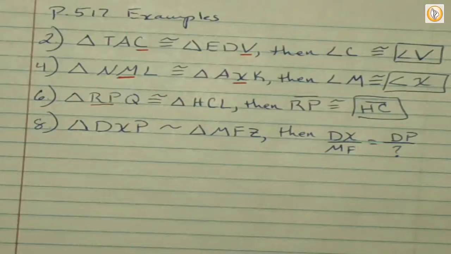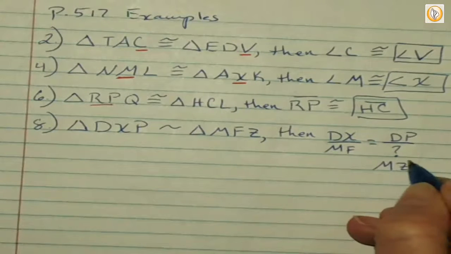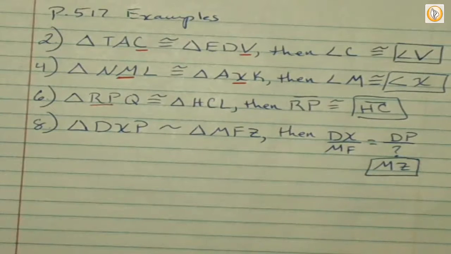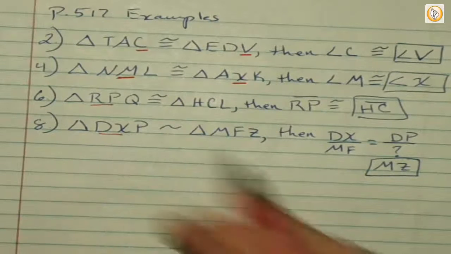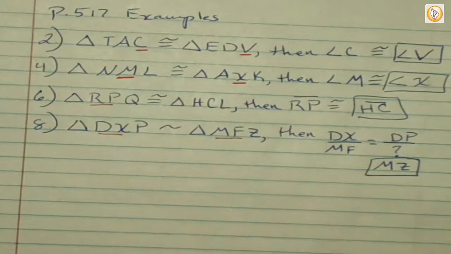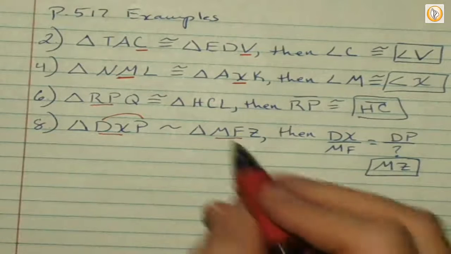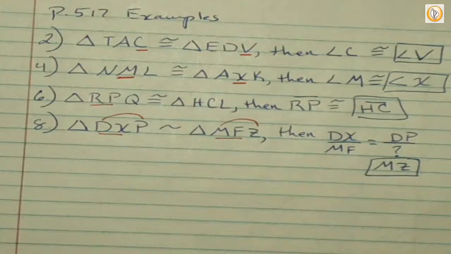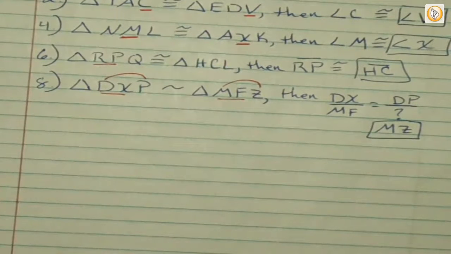So think about it. MZ. He is correct. MZ. Because DX is being compared to MF. And then side DP would be compared to MZ. Any questions?